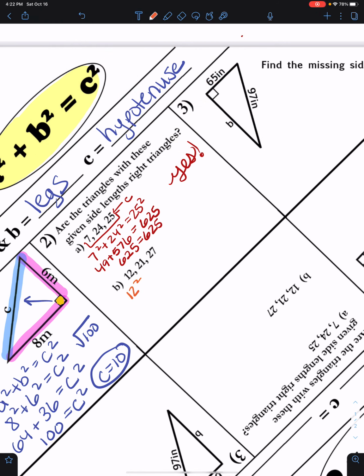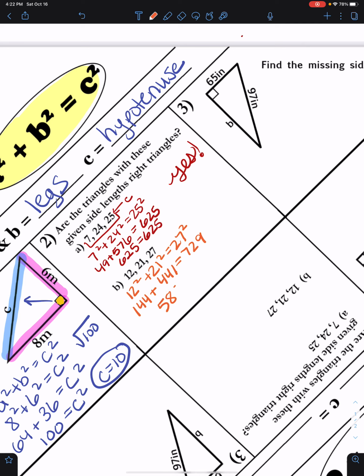Let's try 12 squared plus 21 squared equals 27 squared. We're going to use 27 as our C because that's the longest side. I have 12 times 12 memorized. 21 times 21 is 441. And 27 times 27 is 729. So is 144 plus 441 equal to 729?